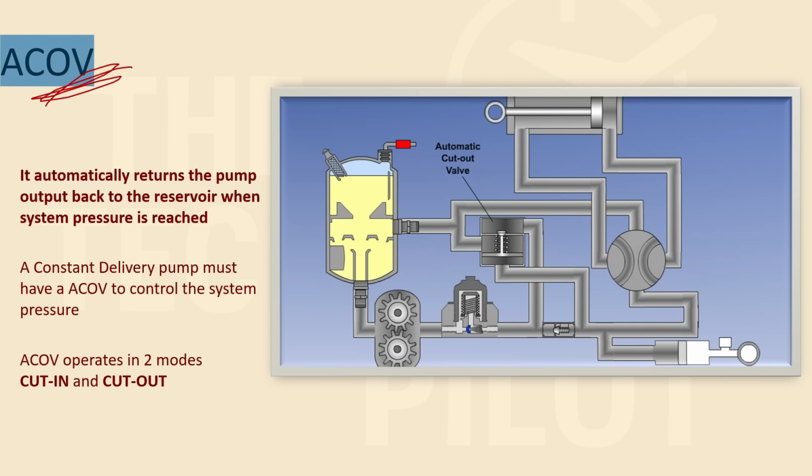Then there is ACOV. ACOV is very important. It is an automatic cut out valve. What it does is it automatically returns the pump output back to the reservoir when the system pressure is reached. So this particular thing that you're seeing here, this is an ACOV. What it does is written here: it returns the pump output back to the reservoir. So whatever the pump is producing, it will just take it back to the reservoir when the system pressure has reached.